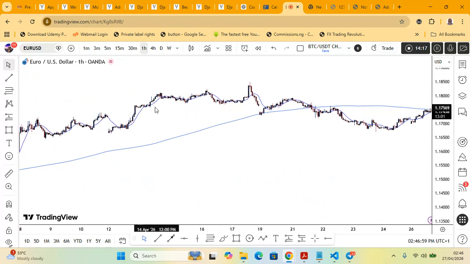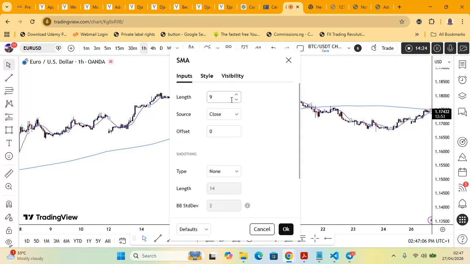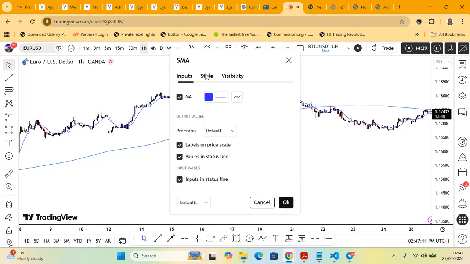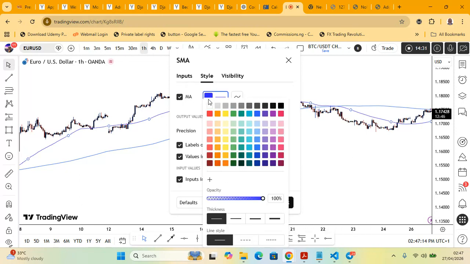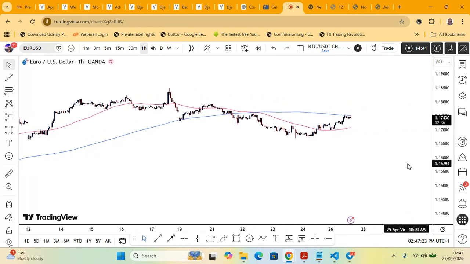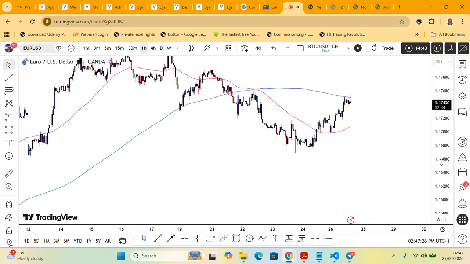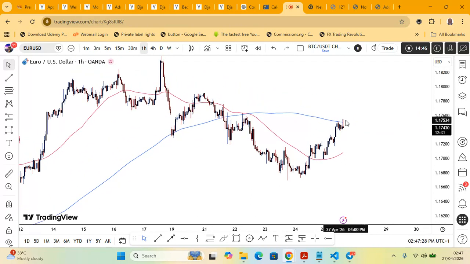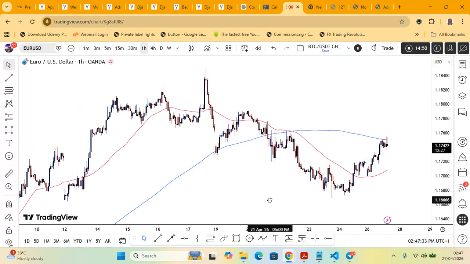You can use a moving average cross. Let's see, with a smaller period. Let's use a smaller period of 50, and then let's change the color to red. All right, so we can use a cross here on the 1 hour time frame. If there's a cross of the smaller period above the bigger period, I look for a buy opportunity.